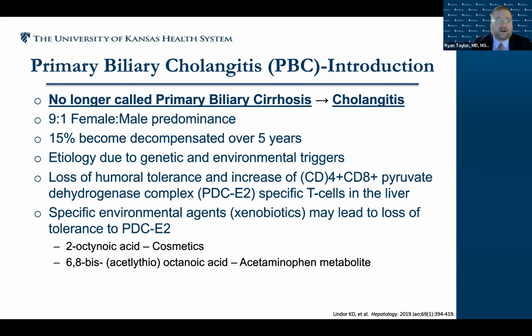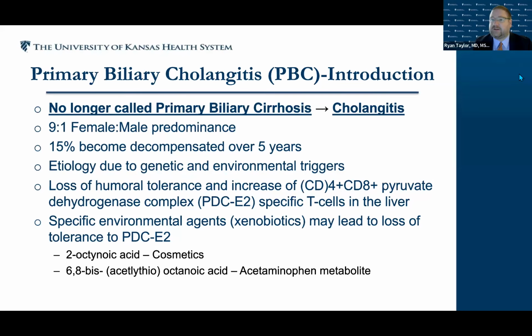So the overall etiology of the disease is thought to be due to genetic and environmental triggers. The main problem is that you develop loss of humoral tolerance, with an increase of specific T cells in the liver to the pyruvate dehydrogenase complex. For those of you that may not remember, pyruvate dehydrogenase is primarily in your mitochondria, the energy center of your cells, and hence this is the anti-mitochondrial antibody.